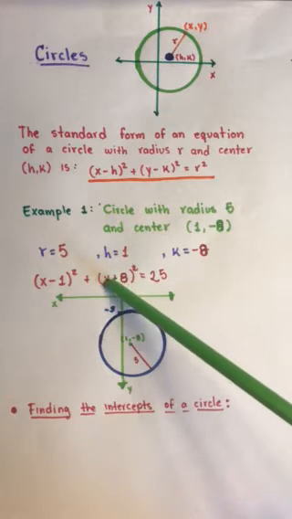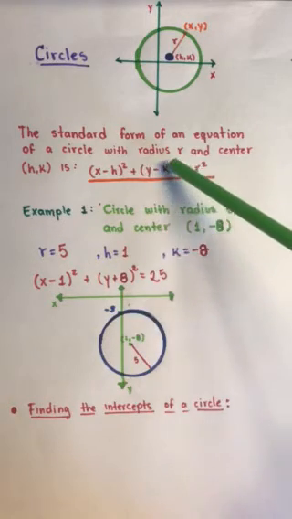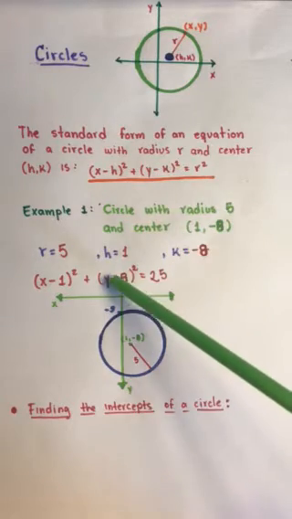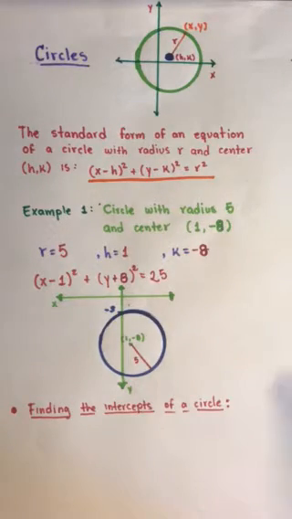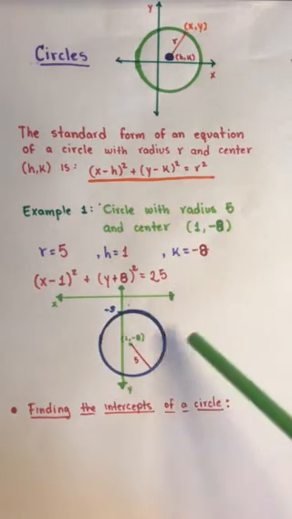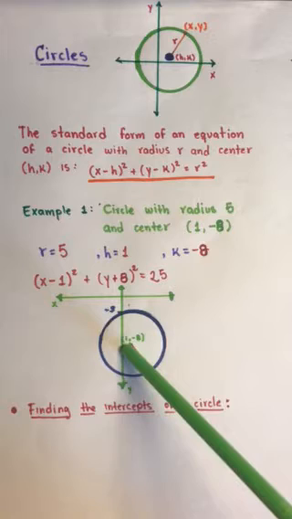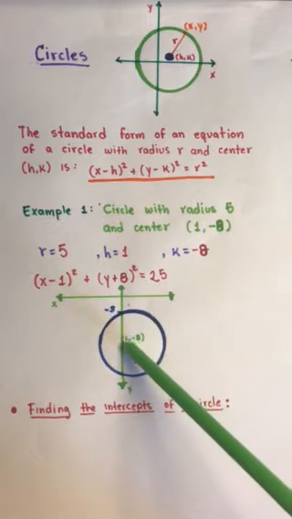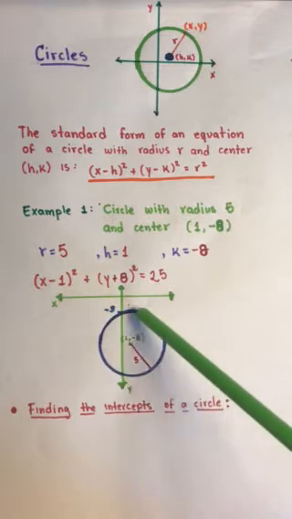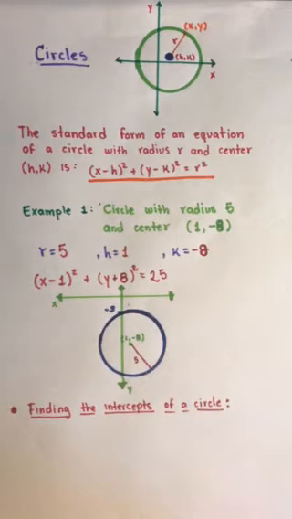So look here, it's y minus k, and k is equal to negative 8. So negative, negative, it's positive. So we have here the graph. When you want to graph it, first find the center, and after that you can find the points by looking at the radius, and you can draw the circle around.